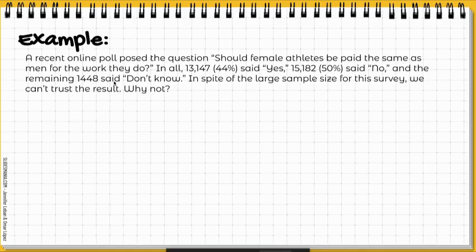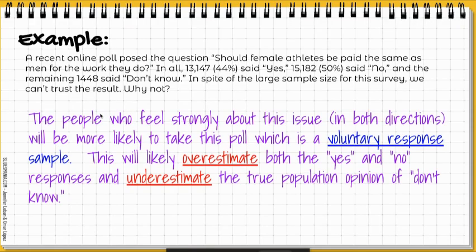In spite of the large sample size, we cannot trust this result. The people who feel strongly about this issue in both directions will be more likely to take this poll, which is a voluntary response sample. This will likely overestimate both the yes and the no responses and underestimate the true population opinion of don't know. See how they're really close and you have these don't knows? Well, it's voluntary, so they don't have to take it.